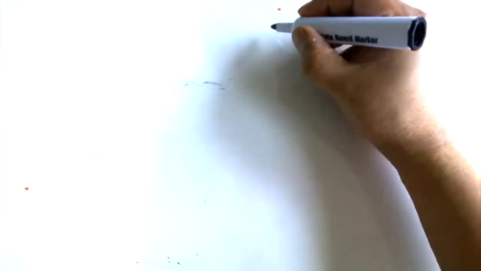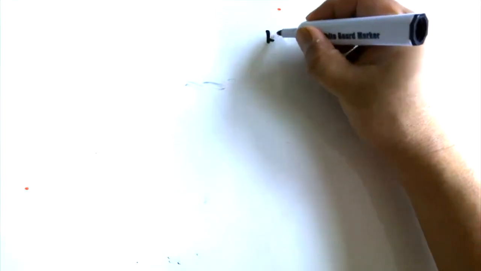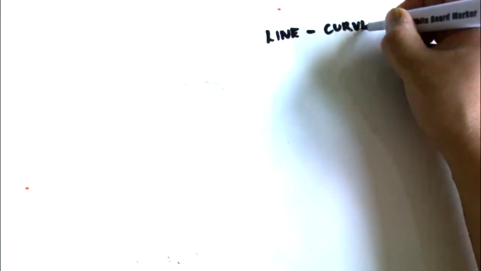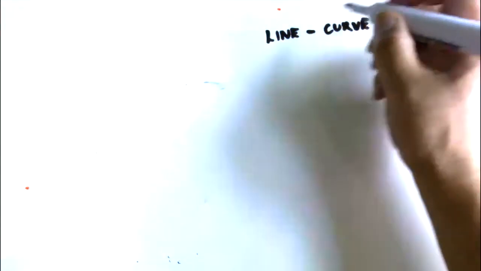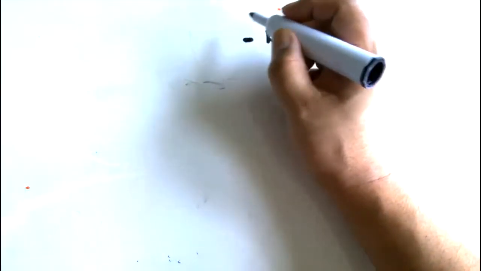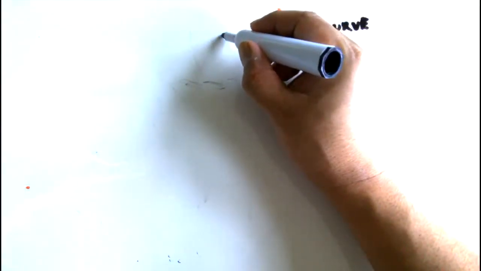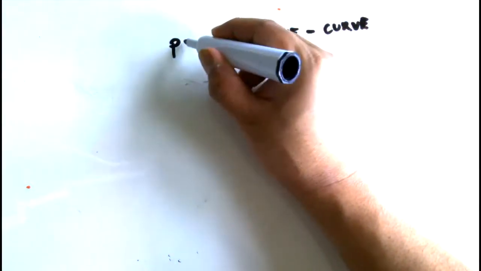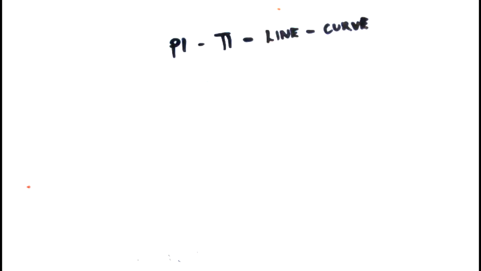Yesterday, we spoke about the relationship of a straight line to a curved line, which is really the circle. And this relationship can be called pi. This is what we did yesterday.